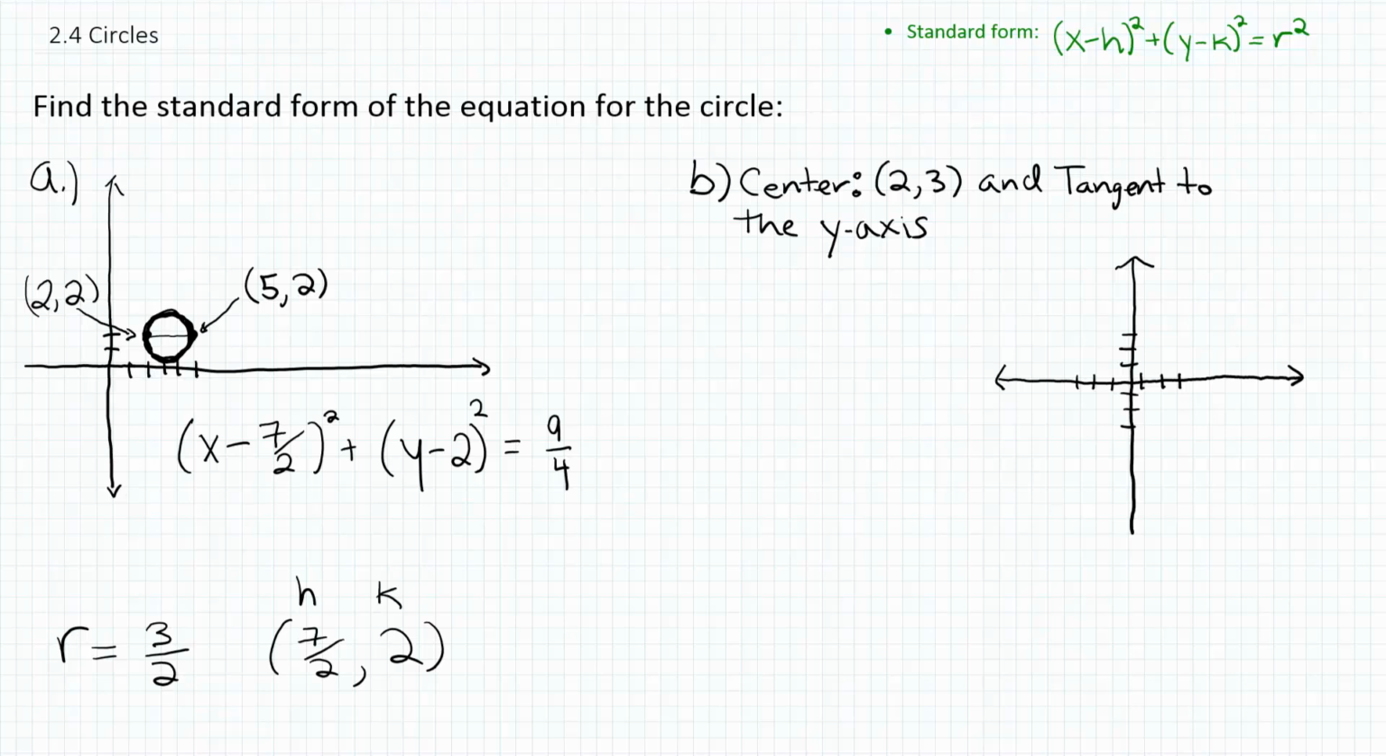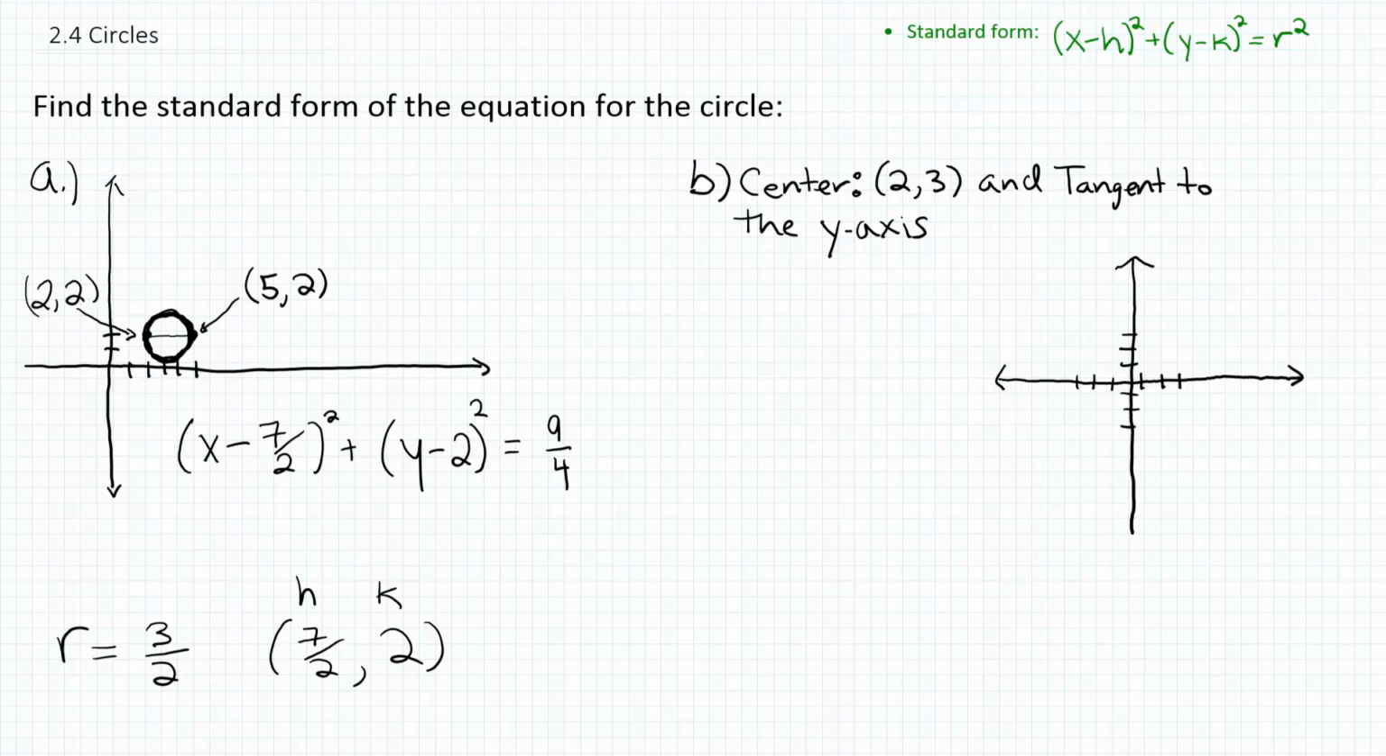All right, let's take a look at example B then. For example B, it's a little different. They tell us that the center is at (2, 3), and the circle is tangent to the y-axis. So tangent means it hits the y-axis exactly in one place, right? Exactly at one point, and then it never touches it again, right? So right up against the y-axis, but only touching the y-axis in one single spot.